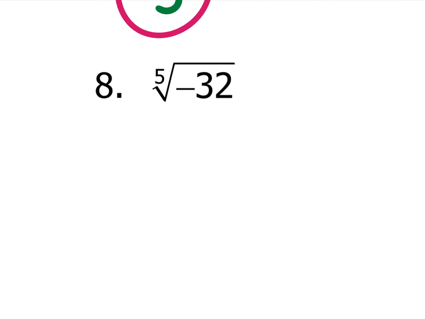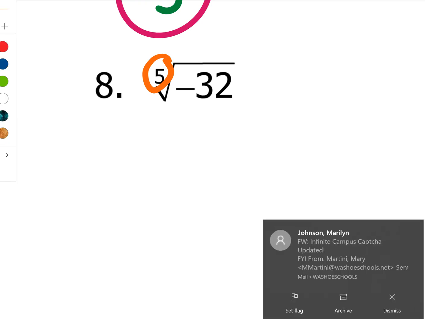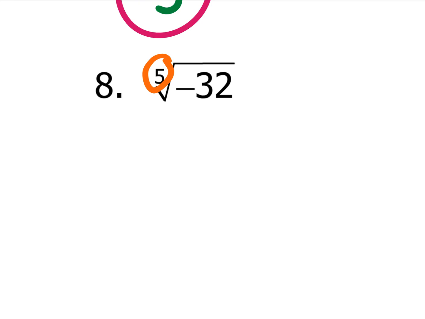Same thing on number 8. We want a group of 5. So when we want a group of 5, we're going to break down the -32. Now, when you have this, remember the last time we broke down a negative number, our answer was negative. So if you want to make sure that you have a negative sign at the very end, do that.